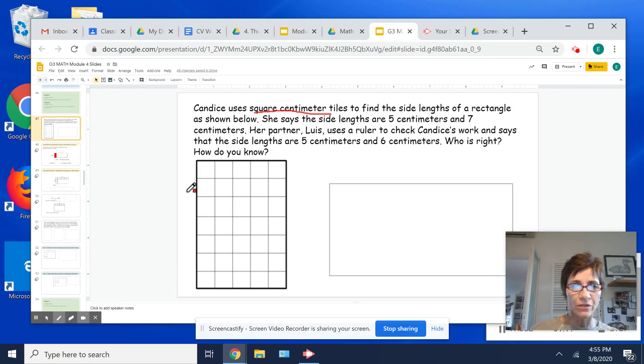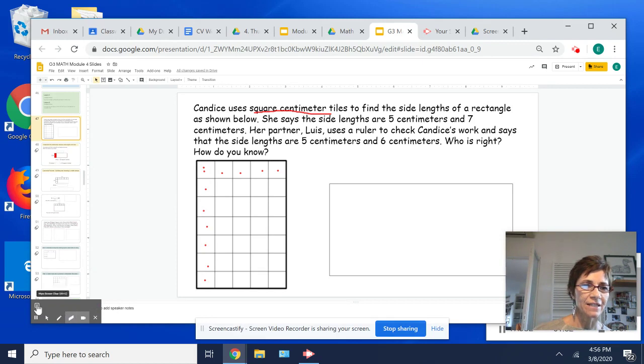So what are we going to do? We're just going to see it's tiled, so we're going to go ahead and count the tiles. 1, 2, 3, 4, 5. We know that they're centimeter tiles, so one side is 5 centimeters. And then we're going to count the other side. Remember to count this one again, because we mustn't forget this part. 1, 2, 3, 4, 5, 6, 7. So it looks like Candice is right. One side is 5 centimeters, the other side is 7 centimeters.